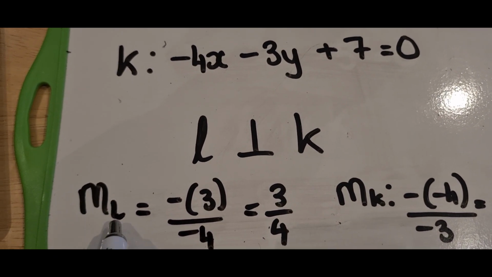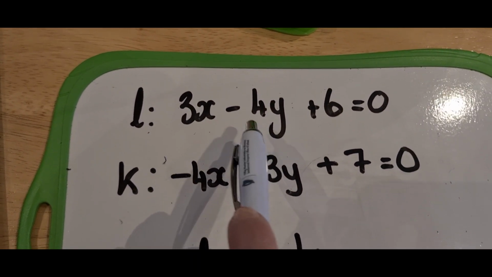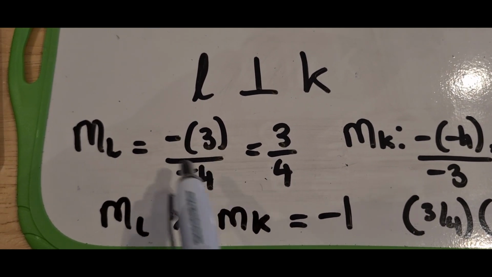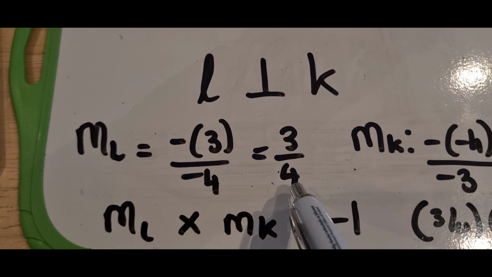So the slope m of line L, a is 3, b is minus 4. So that's going to be minus a over b, minus a bracket, a, which is 3, all over b, which is minus 4. That tidies up to be 3/4. So that's the slope of line L.